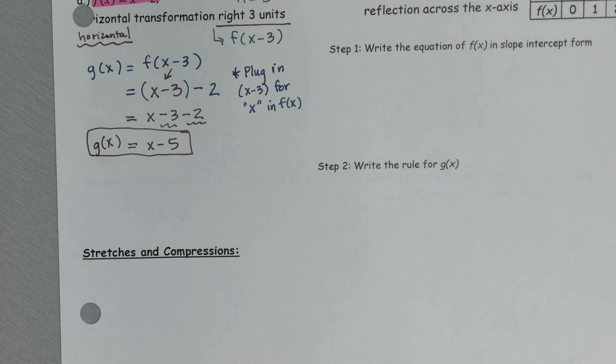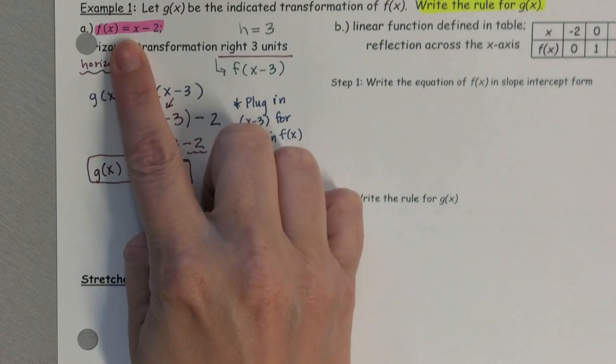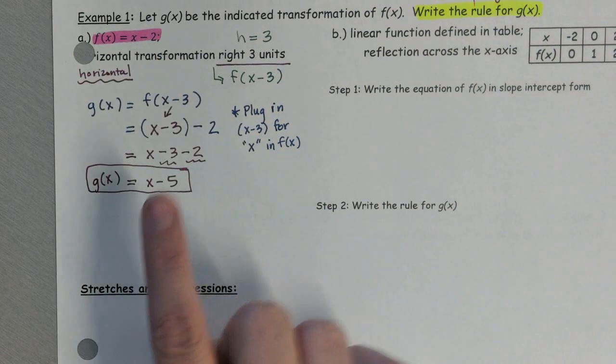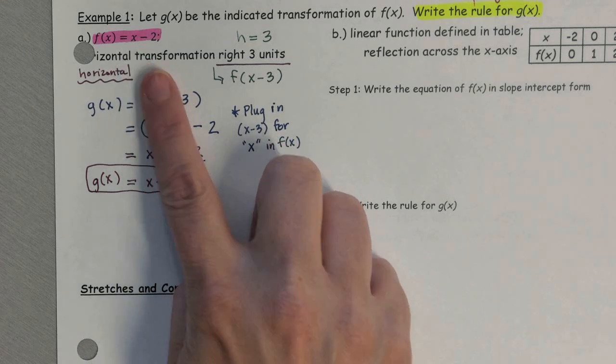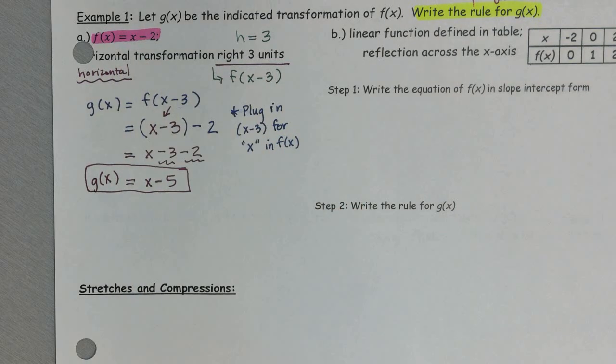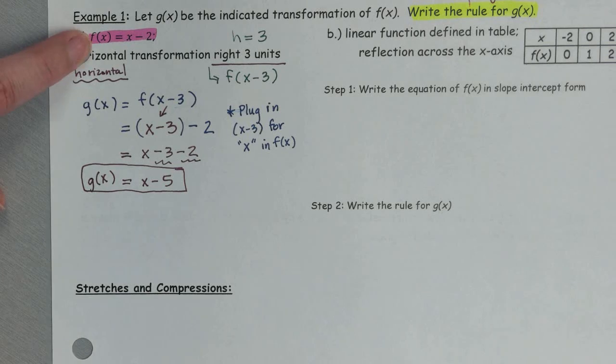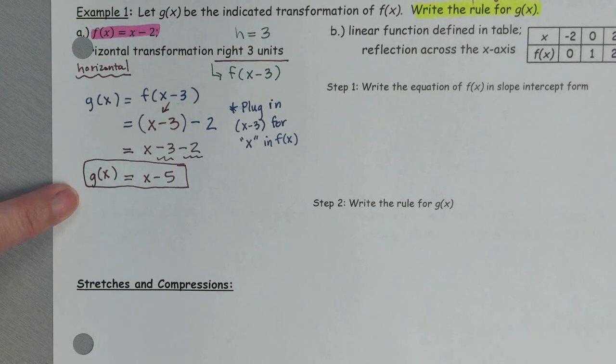Yeah. Why don't you change the f of x to g of x? So in the directions it said let g of x be the transformation. So f of x is our original. G of x is going to be f of x translated 3 units right. So that's our new function. So this is our original, this is our translation.